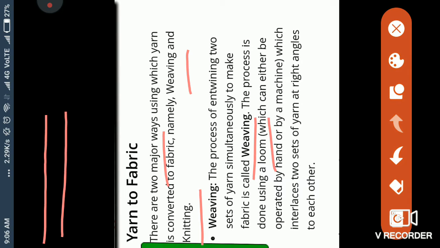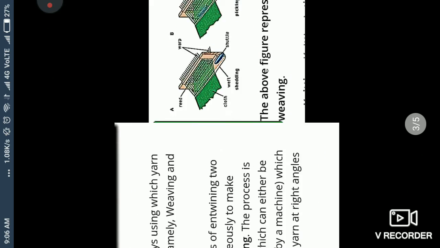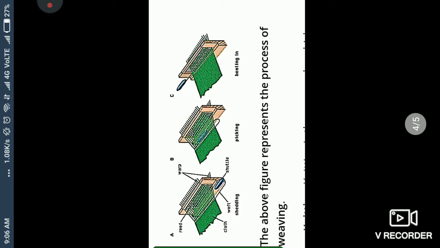Loom is a machine. It is either used by hand, in Hindi it is called hatkarga, or by a machine which interlaces both sets together at right angles like this. Understand? To each other. This is the loom machine. It works automatically.